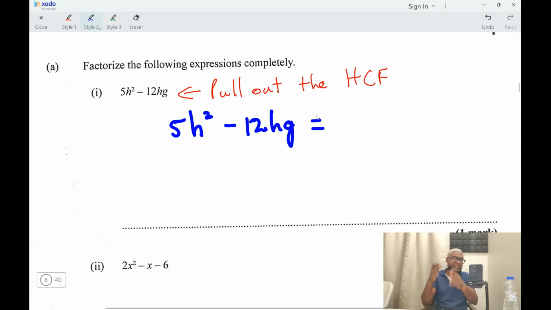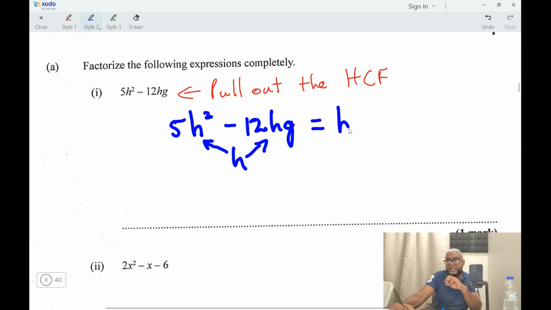The HCF of these two algebraic terms, this is CXC, not SEA, guys. This is CXC, not SEA. So the HCF of these two terms would actually just be h, right? So h can go into this and h can go into this, right?